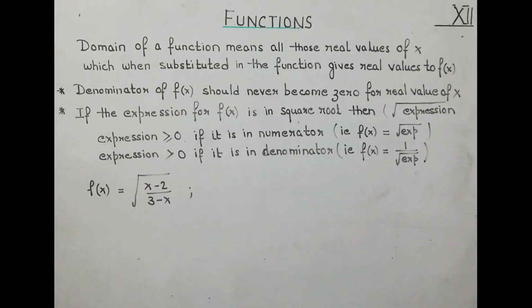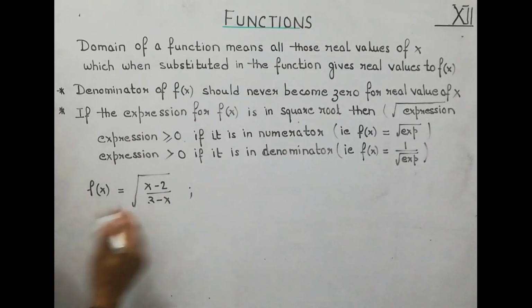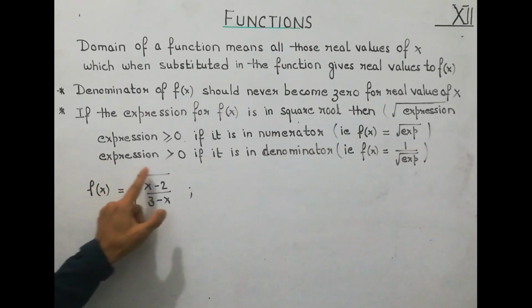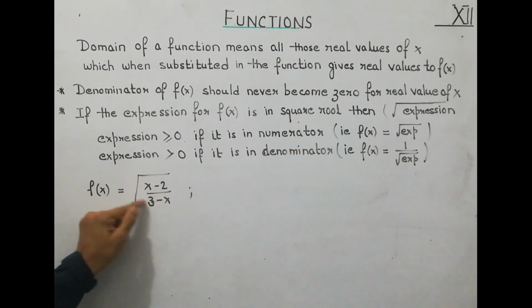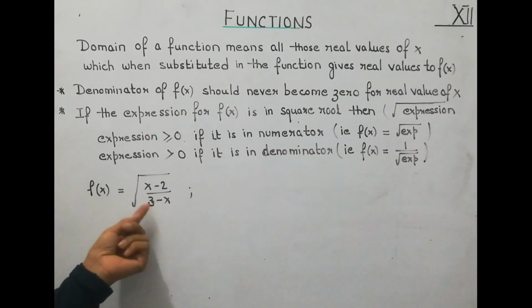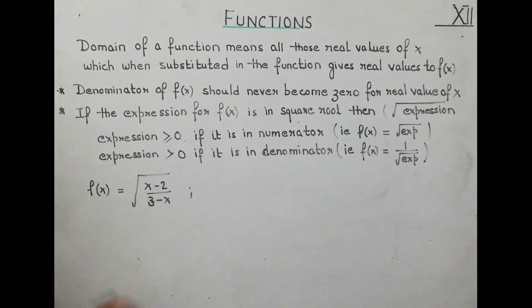Now you have to find the domain. Now here you see the expression within the root sign is in the numerator place as well as in the denominator place, both. Now the first step, first of all, this value gets undefined if the denominator becomes 0. The expression within the root sign becomes undefined if the denominator becomes 0. The denominator of f(x) should never be 0. So the first condition is this.